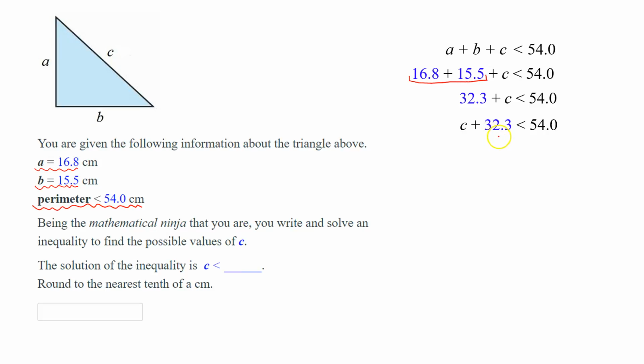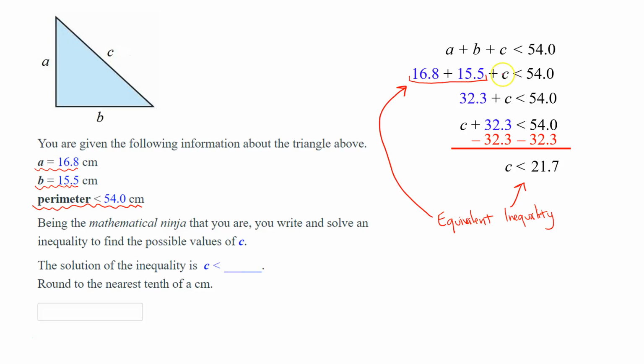So we're going to need to use the subtraction property of inequality to subtract 32.3 off and get C by itself. But the subtraction property of inequality says that you need to subtract the same number from both sides of an inequality to get an equivalent inequality. So 54 minus 32.3 is 21.7, so this is an equivalent inequality to the one we started with. That tells us that C has to be less than 21.7.